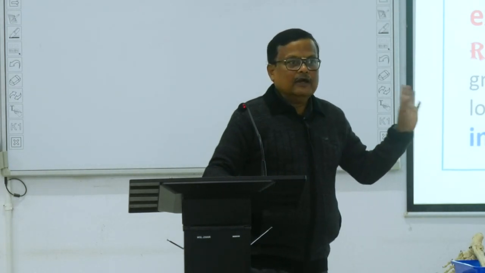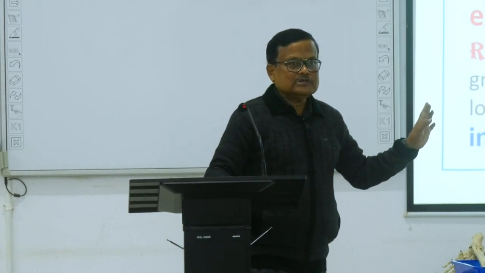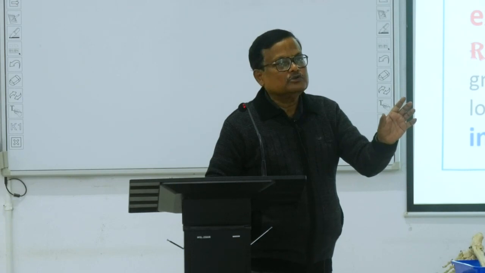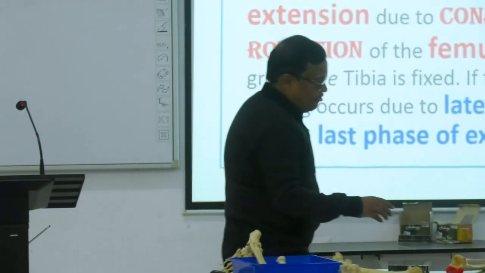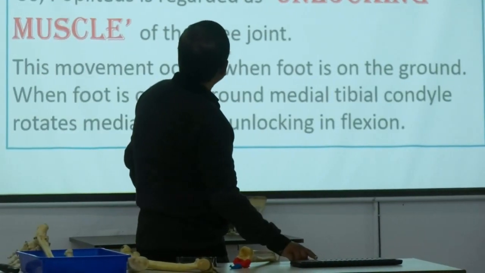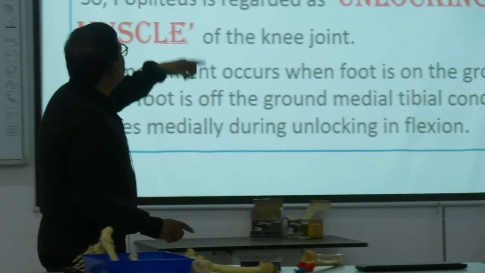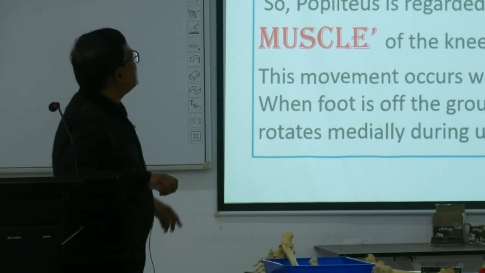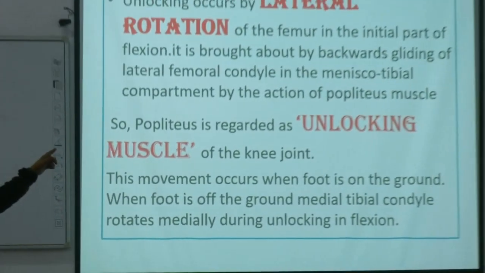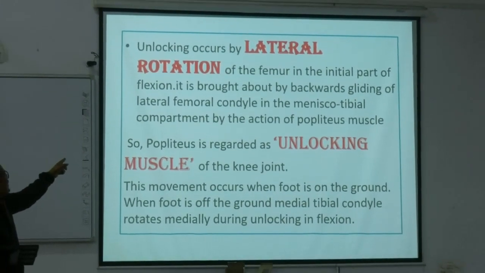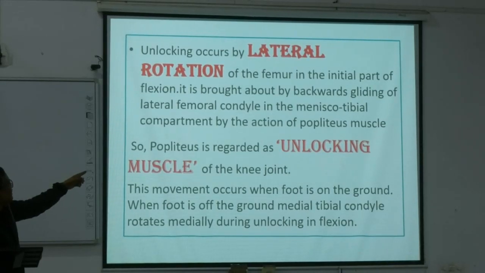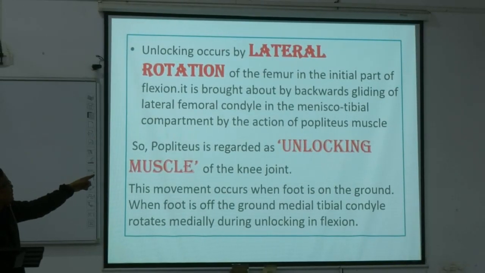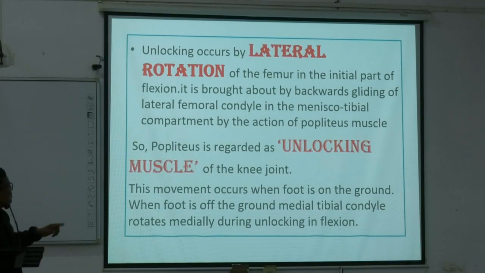Clear? Clear হয়েছে? কারো বোঝার অসুবিধা হচ্ছে? কিভাবে লকিং হচ্ছে, আনলকিং হচ্ছে, which is the popliteus muscle? বুঝতে পারছো? Unlocking occurs by lateral rotation of the femur in the initial part of the flexion. It is brought about by the backwards gliding of the lateral femoral condyle in the meniscotibial compass by the action of the popliteus muscle. So popliteus is regarded as the unlocking muscle of the knee joint.